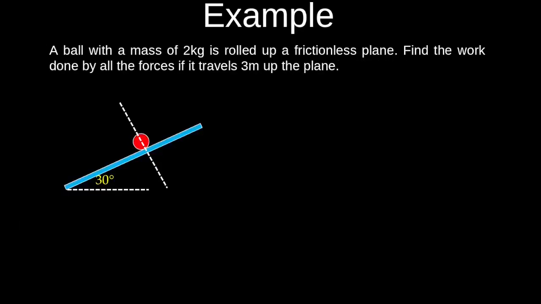A ball with a mass of 2 kilos is rolled up a frictionless plane, and we're asked to find the work done by all forces if it travels 3 meters up the plane. So I've drawn in the force of weight and the normal force. And the work done by the normal force is 0 joules because it's always perpendicular to the displacement vector. Now for the force of weight, we can resolve it into tangent components and normal components to the plane, or we can use a dot product directly to evaluate the work done by the force of weight.